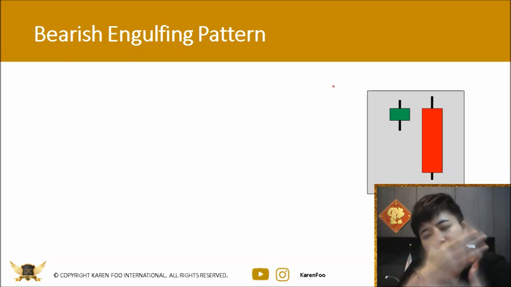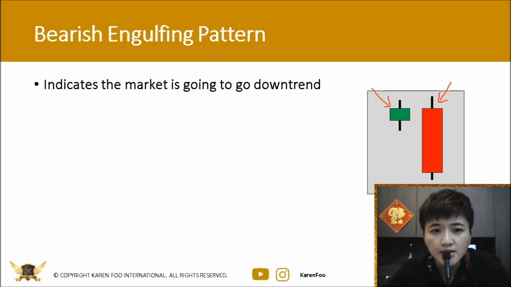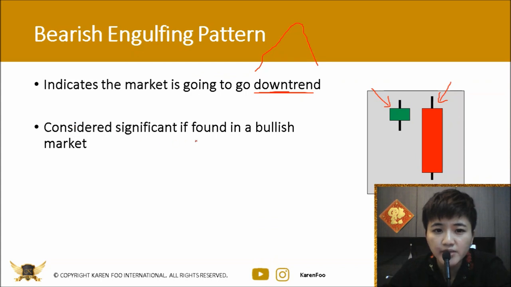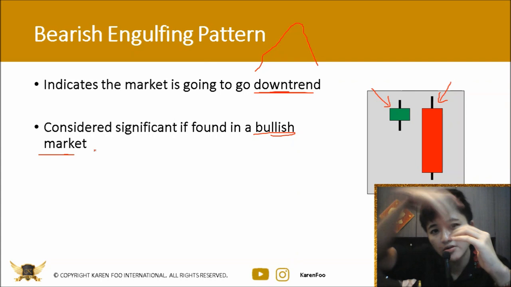Basically, it's the opposite of your bullish engulfing pattern. Yet again, you have your small candle at first and then followed by a larger second candle. So this time you have a bearish candle instead of a bullish candle like just now. So what does this indicate? A bearish engulfing pattern would tell you that the market is going to U-turn from an upwards market to a downwards market, which means that the market is going on a downtrend. So where do you find this most effective? So you find that this pattern would be more significant in a bullish market. Like I said, you have an uptrend going on. When you see a bearish engulfing pattern, it's a signal to you that the market is going to go down.